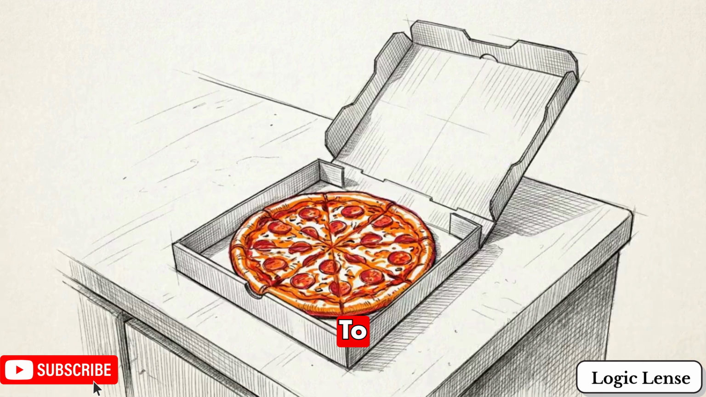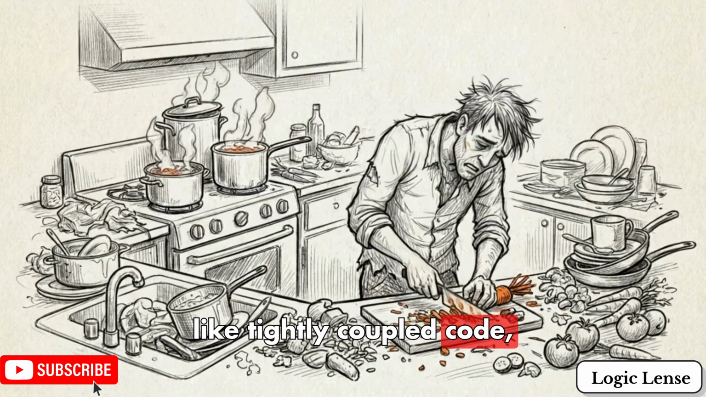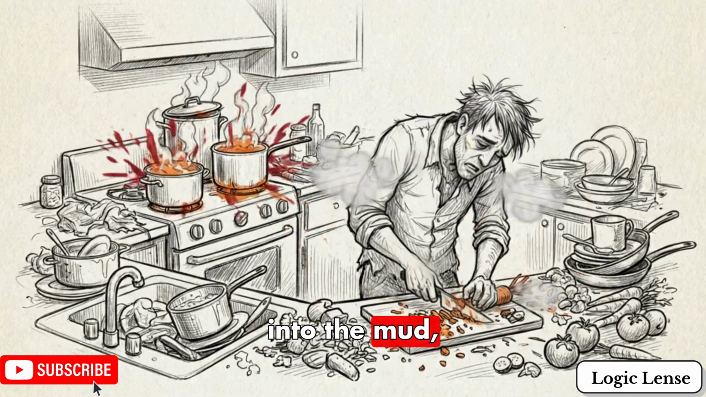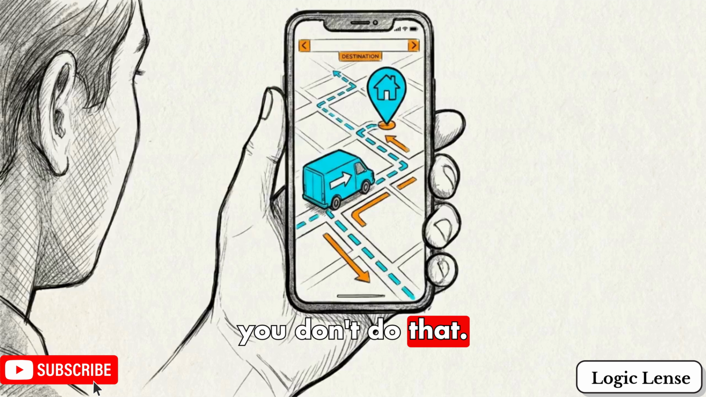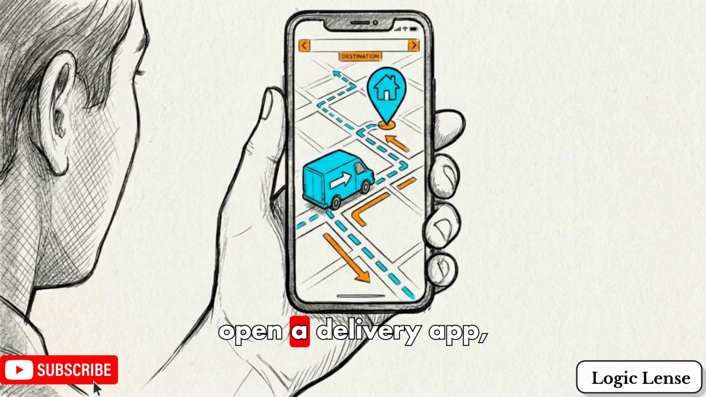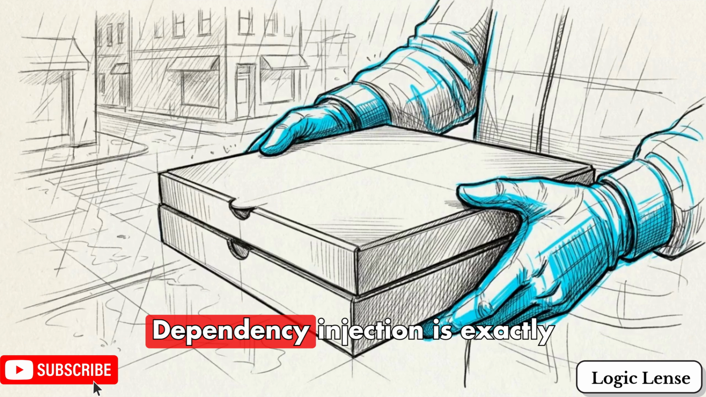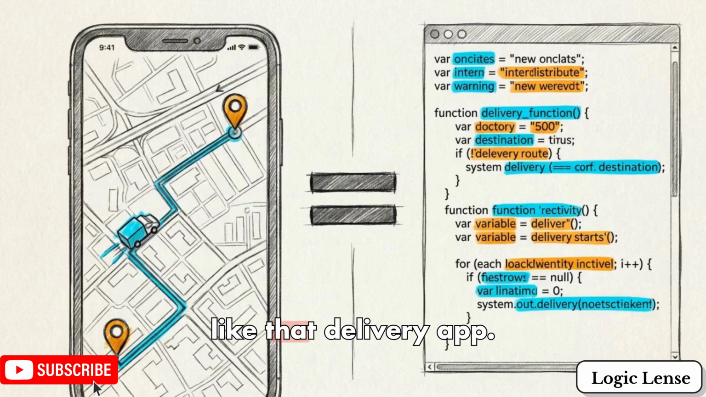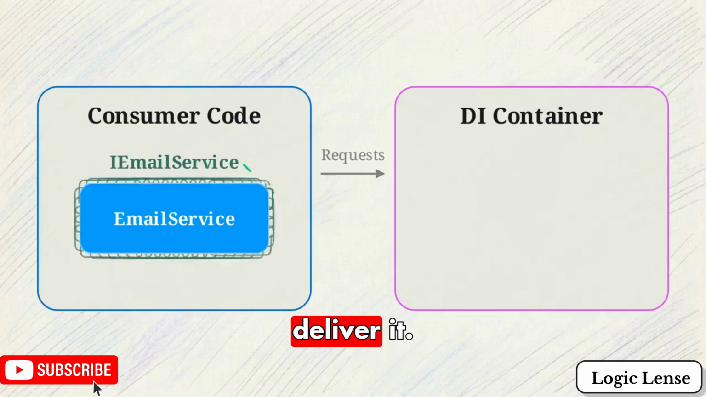To picture how this works, think about the everyday task of ordering the pizza for dinner. If you built dinner like tightly coupled code, you would have to go out into the mud, milk a cow, and harvest your own wheat. Thankfully, you don't do that. You pull out your phone, open a delivery app, and simply request a delicious finished pizza. Dependency injection is exactly like that delivery app. Your code acts as the customer. It simply asks for what it needs and lets the framework deliver it.